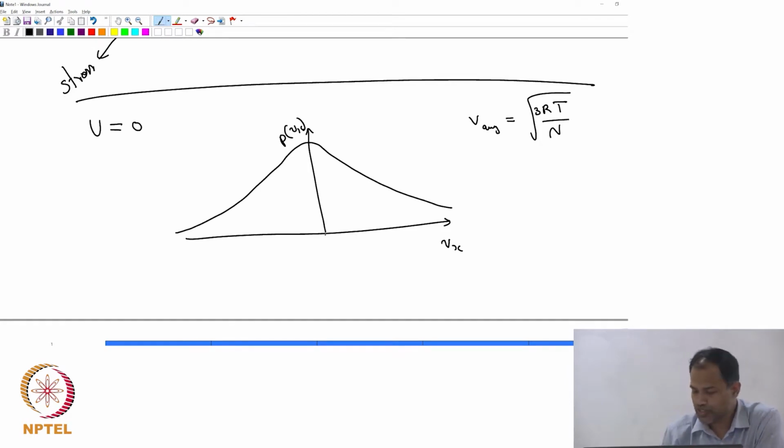The molecules which have no velocity, the 0 velocity, there is a high probability, and then there will be few which are moving in the positive x direction with some velocity, and few which are moving in the negative x direction. If you look at the number of molecules which have got large velocities, that fraction is going to be really small.